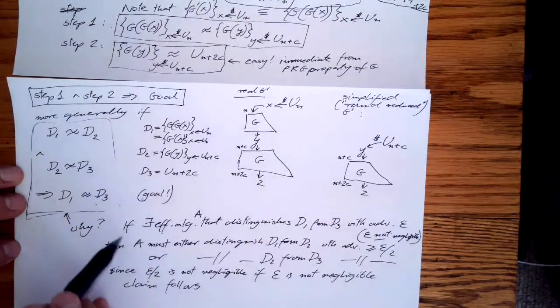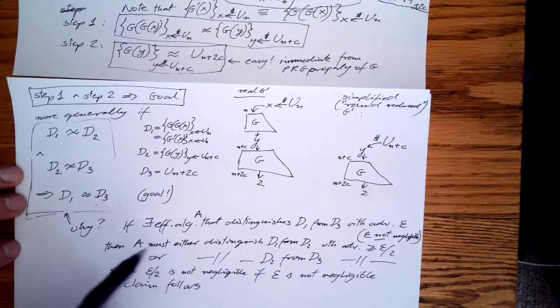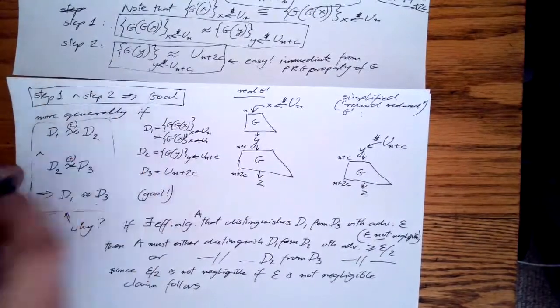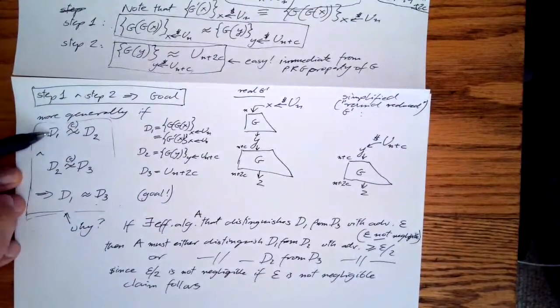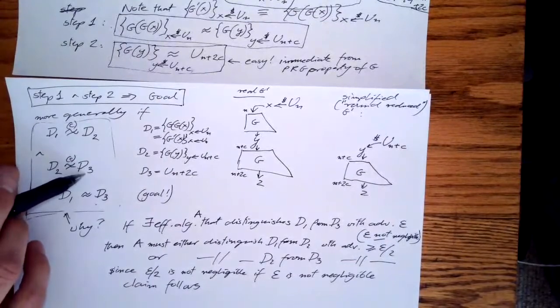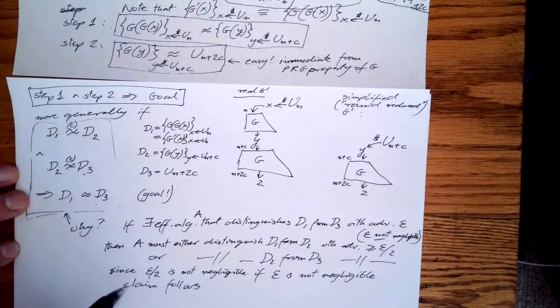Now this claim follows because the assumption was that there is no efficient adversary who distinguishes these two, and there is no efficient attacker that distinguishes these two. So it's a proof by contradiction.